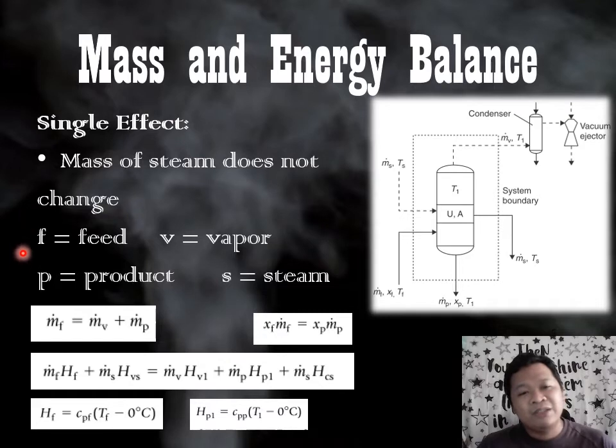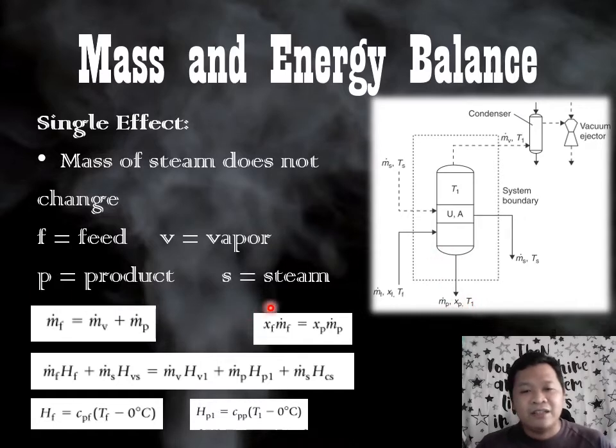So we'll use the following notations: F for the feed, V for the vapor, P for the product, and S for steam. Vapor refers to the product that is evaporated from the feed, or the fraction of the product evaporated from the feed. No? So overall mass balance niya, the mass of your feed equals the mass of the vapor plus the mass of the product.